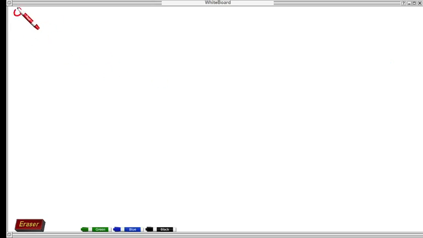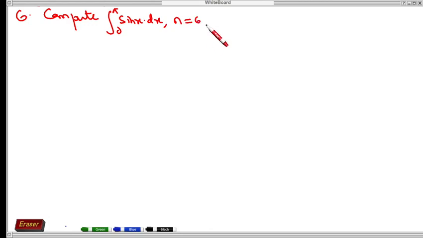Next question is, compute the integral of 1 to 2 of ln x over x dx, h equal 1 over 4. Compute the integral from 0 to pi of sine x dx, n equals 6, using Simpson's 1/3 rule. Okay, next question we have to continue.